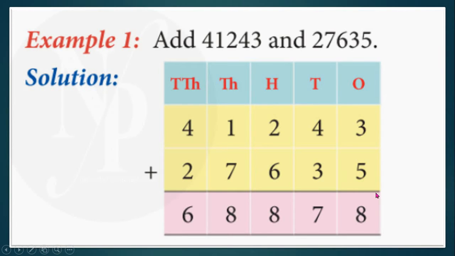Here observe, adding these numbers, regrouping is not involved. Just look here. When we add 3 and 5, we get 8. 4 plus 3 is 7. 2 plus 6 is 8. 1 plus 7 is 8. And 4 plus 2 is 6. Since all these digits are less than 9, regrouping is not involved.